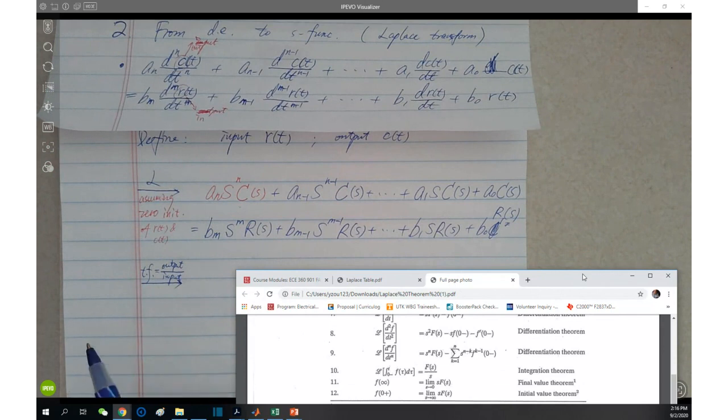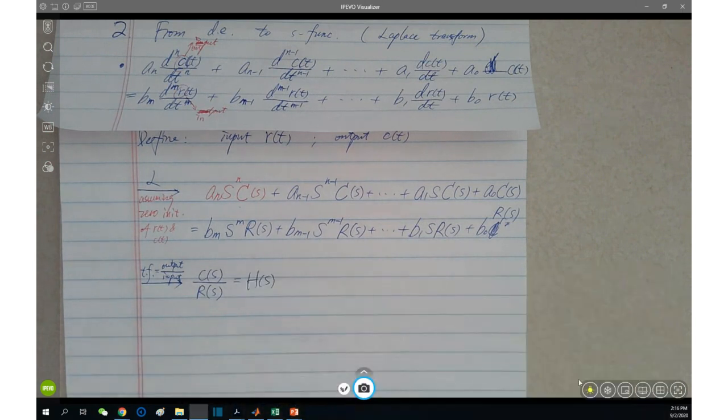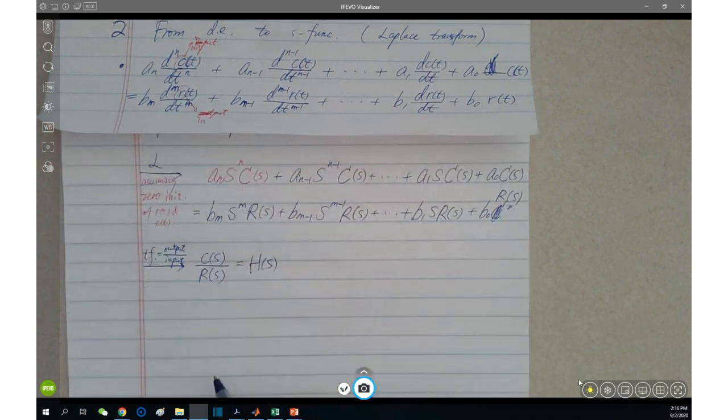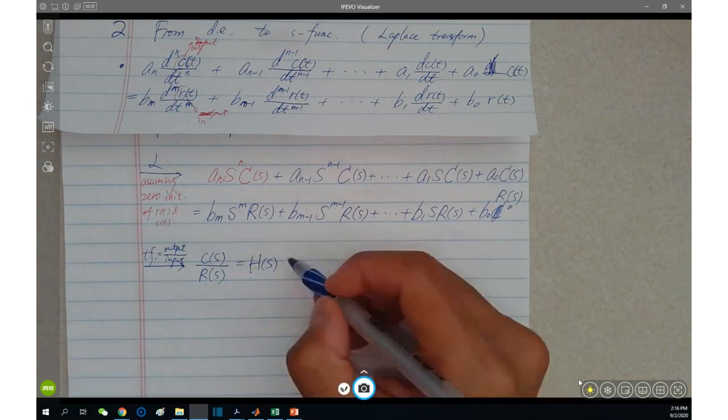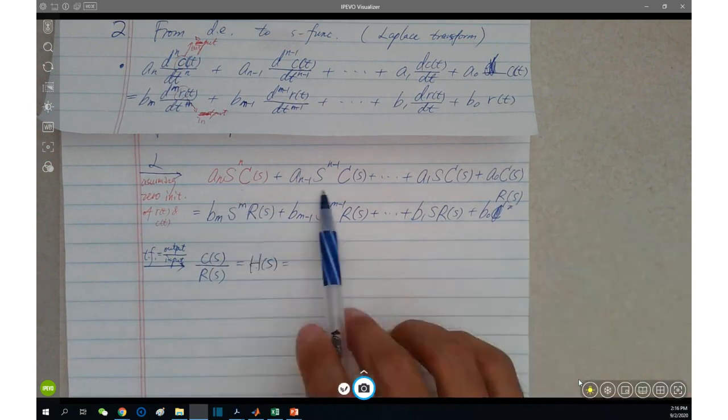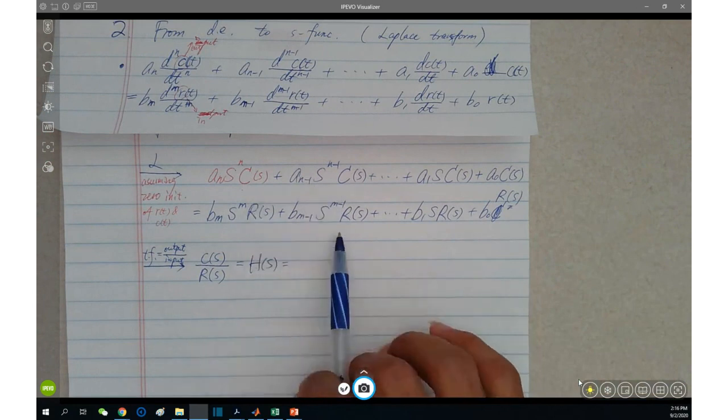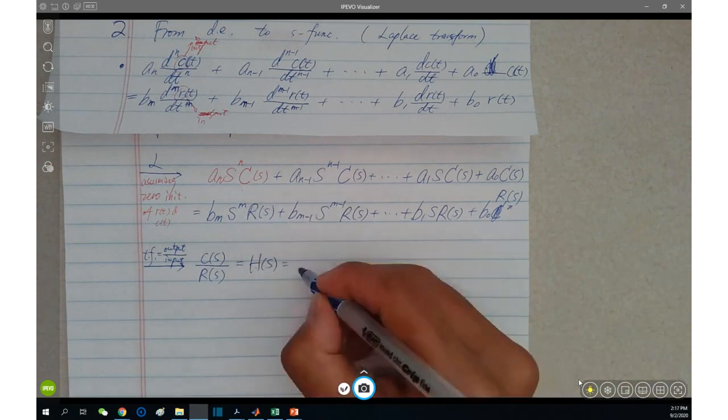We know the output is whom? C. We know the input is R. So we can define the transfer function as maybe H of S. Right? The transfer function between input and output, we define it as H of S, and it equals output C over input R, both in terms of S, of course. And then what we need to do? Just combine the coefficients of C and coefficients of R, and then do a division, right?